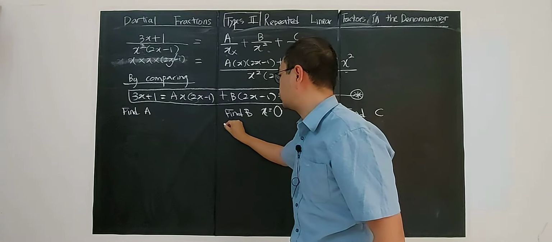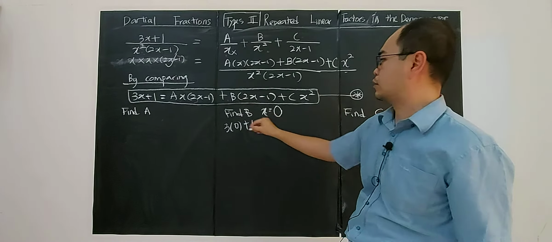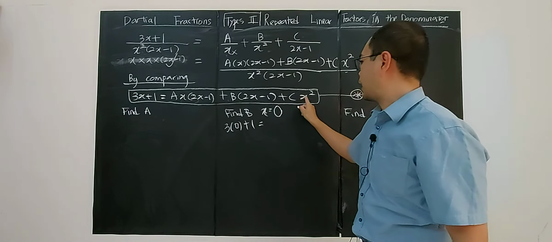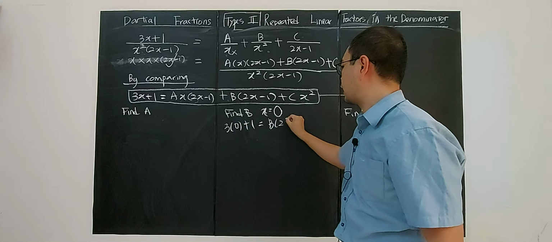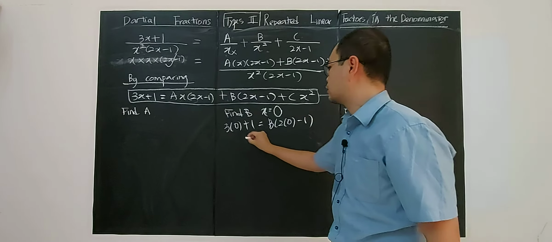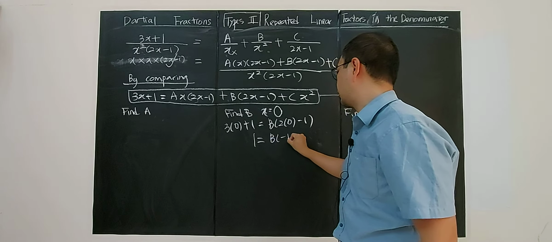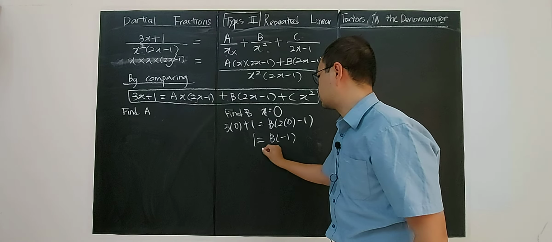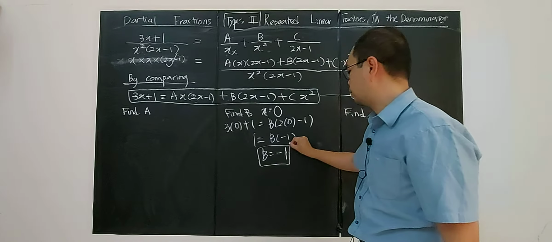Finding your b. So you have 3 times 0 plus 1. Substitute this into the equation. You put 0, a times 0, x squared 0, so 0. So you have b times 2 times 0 minus 1. So you have 1 here, then you have b negative 1, you have negative b equals 1. So b will be equal to negative 1. Now you have found your b, right?